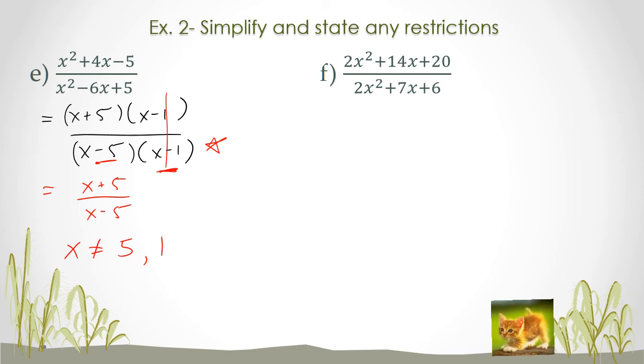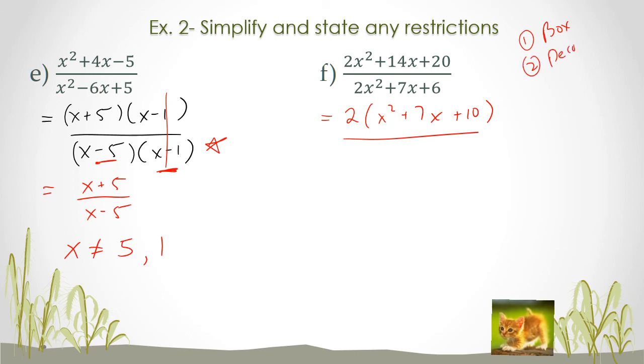F, factor, look for a common factor first. If I look at the numerator, 2x squared plus 7x plus 10, and if I look at the denominator, I actually have nothing to common factor. That is not a simple trinomial. So you have 3 options. So I'm just going to rewrite those 3 options. Box, decomp, Sulio style. Up to you.